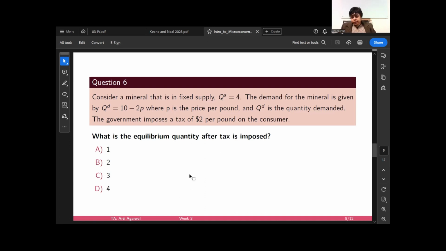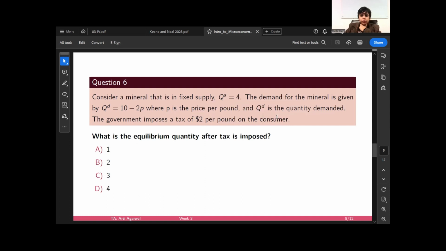Well, so see, the quantity supplied is 4, right? That is fixed. It's not a function of price at all. So will imposition of tax change the quantity supplied? It will not. Right? Is this part clear to everybody? Actually, I think some of you may be confused because it says $2 per pound, but I solved the question both ways, and I think you can take it as a unit tax. It's not per pound. Okay, take it as just $2, not per pound.